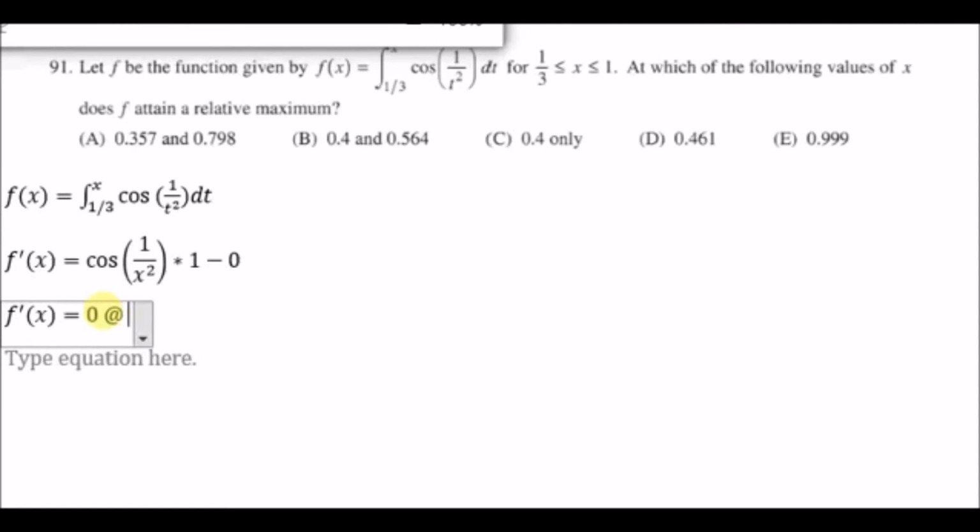And notice they give us boundaries here. They give us boundaries 1/3 to 1. That's going to be very useful. Otherwise, we'd have an infinite amount of solutions. So solving for when cosine of 1 over x squared equals 0, and we're going to put a little limit on there to make sure that it does not exceed 1 or go lower than 1/3 inclusively. Make sure it's inclusive because sometimes that can make a difference.